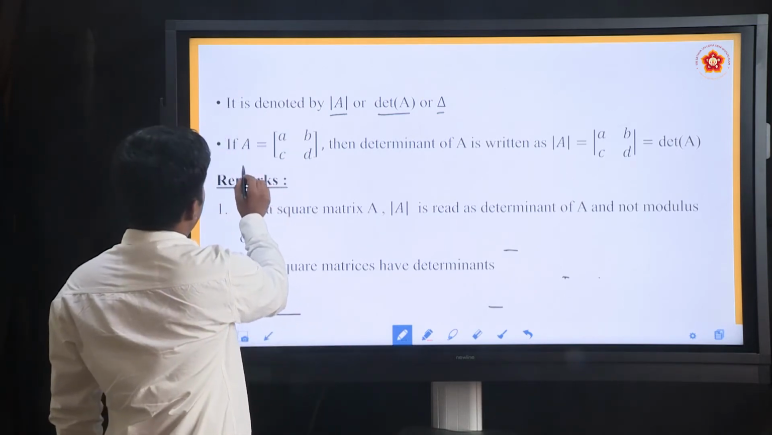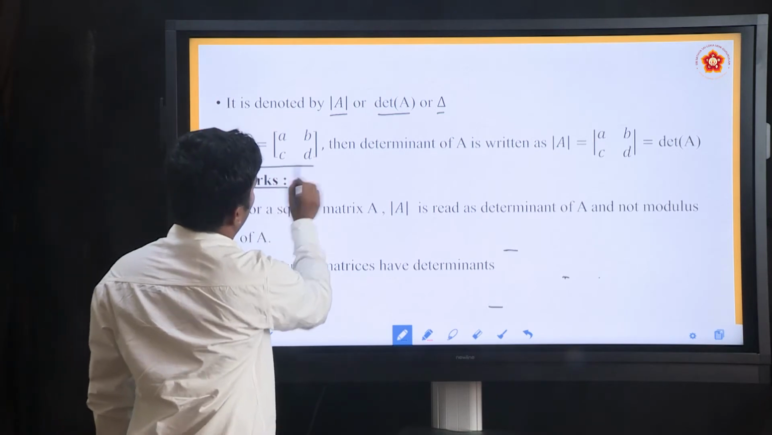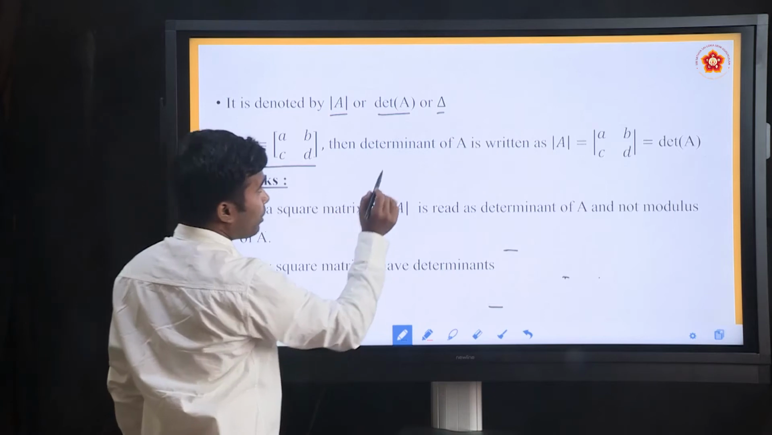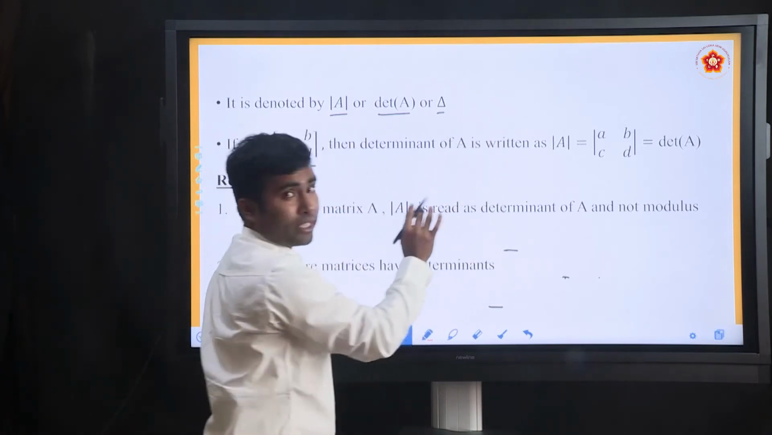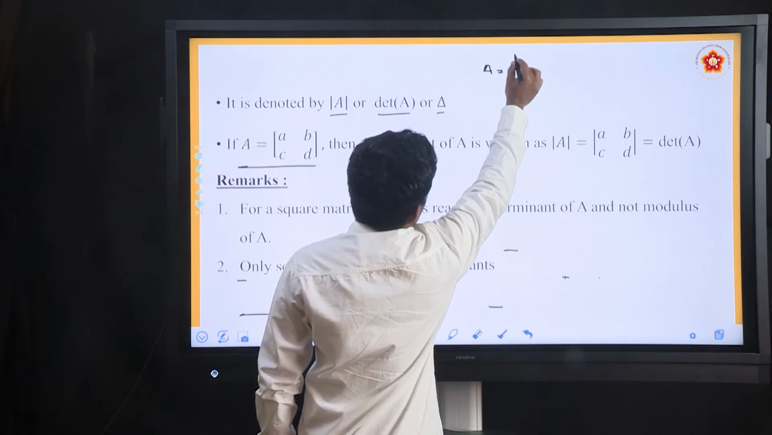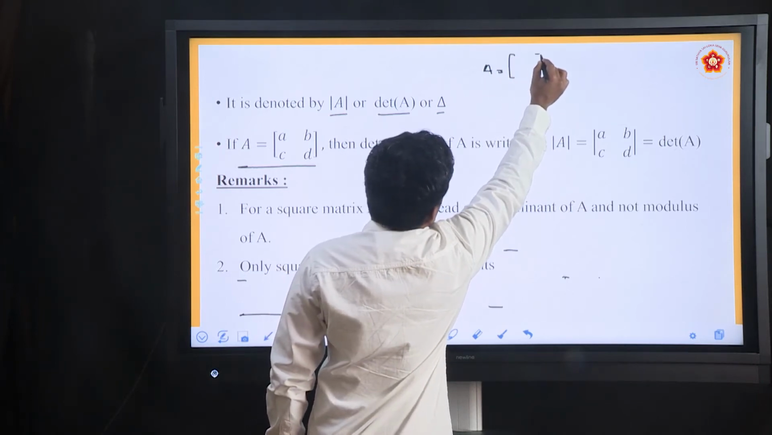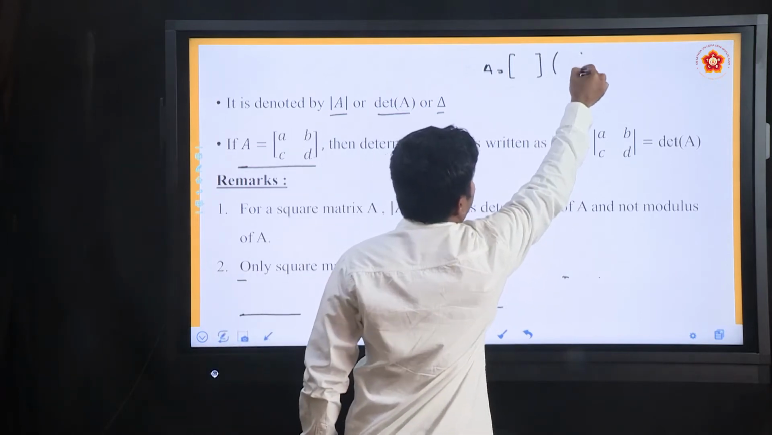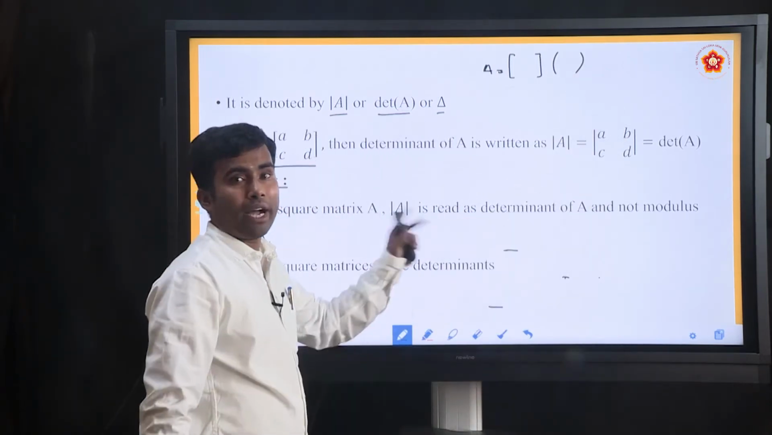Here I have taken an example. A is equal to, this is a matrix. When you are writing a determinant or a matrix, you should be careful. Whenever you write a matrix, you should enclose it with these brackets, or you can enclose it with these brackets, which denote a matrix.